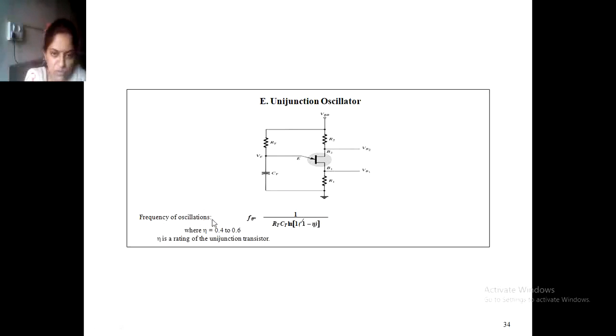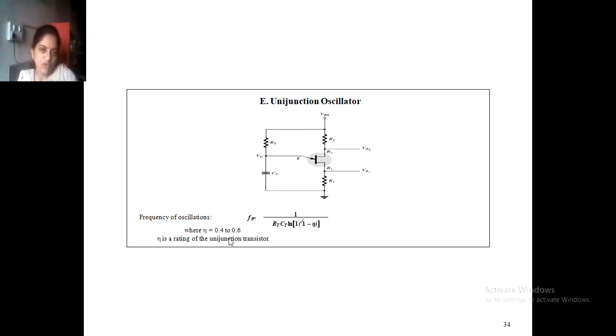The frequency of oscillation for the unijunction oscillator is given by f0 = 1 / (RT ln(1/(1 − η))), where η is 0.4 to 0.6, the intrinsic standoff ratio rating of the unijunction transistor. Next is the unijunction oscillator.